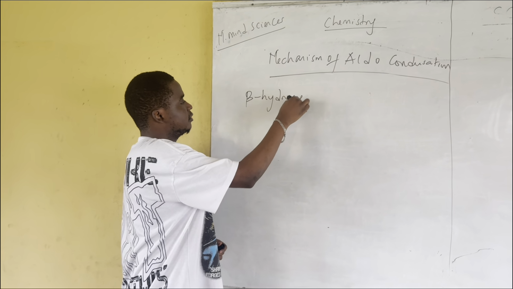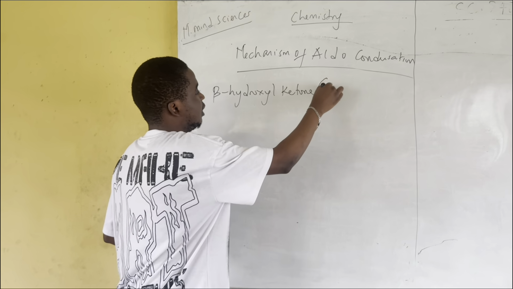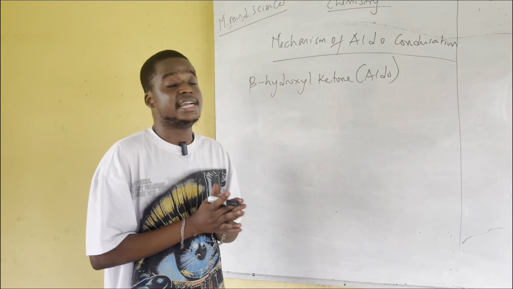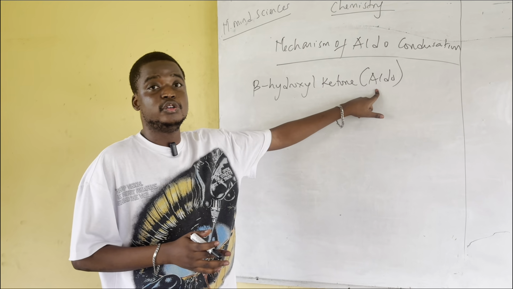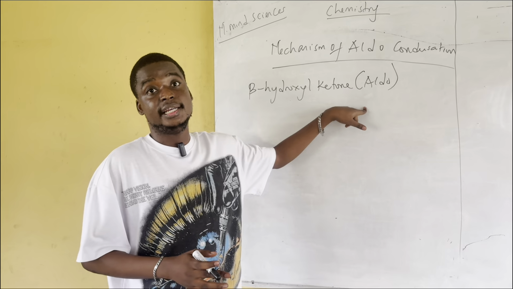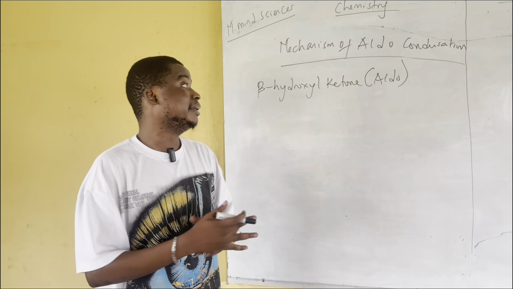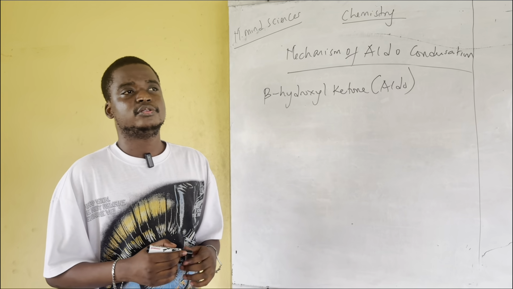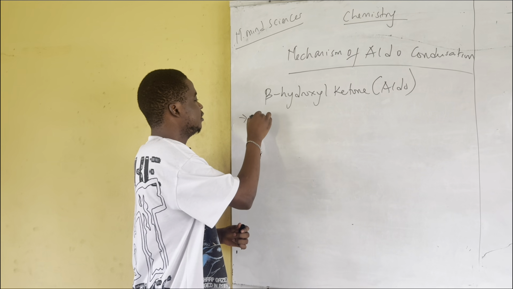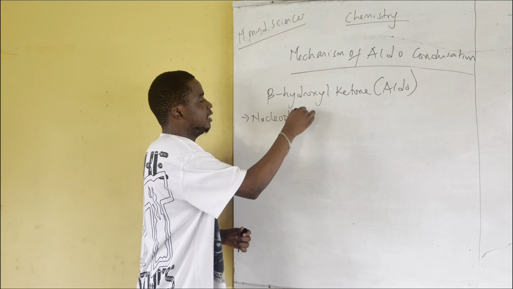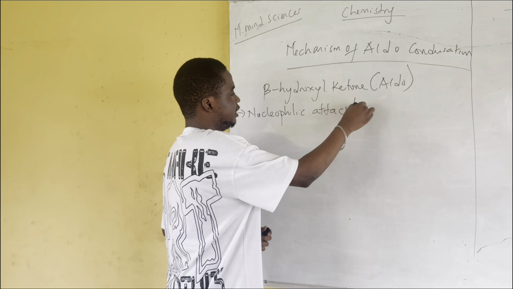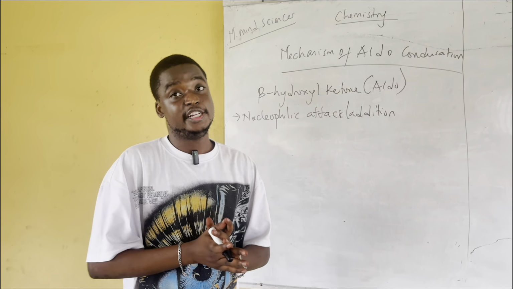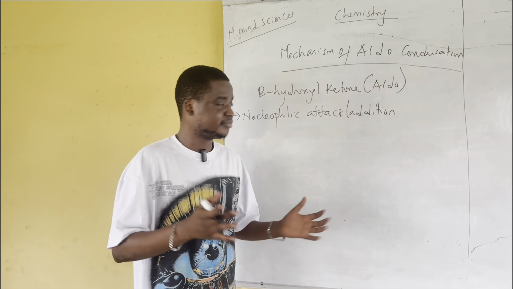hydroxy ketone, an aldol. When you merge two carbonyl compounds together, you get an aldol. An aldol is also called a beta hydroxy ketone, or it is typically formed from a beta hydroxy ketone. Now, the aldol condensation reaction proceeds through nucleophilic attack, or you can say nucleophilic addition. And this is very, very important.